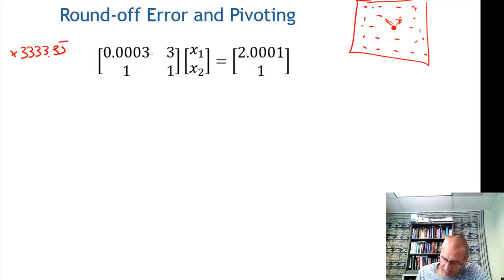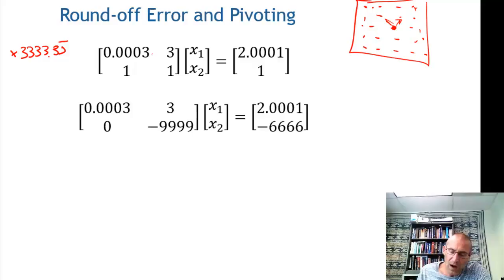And if you were to do that step, here would be your next equation, and since you multiplied this equation by a fairly large number, now I've got this minus 9999 and minus 6666. And now if I go ahead and finish this out, well, this is pretty simple. x2, let's go ahead and solve for that. What I have is my 6666 over 9999, or effectively 2 thirds.